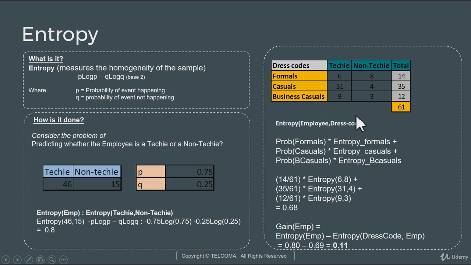Now the same process can be leveraged. So let's say you have 5 different variables in this entire exercise, I can calculate this information gain across all 5 independent variables against the dependent variable. The dependent variable over here is the employee, which will be techie or non-techie. And just like dress code, let's say you have another variable, such as gender or location or department. You can calculate the information gain across all of them and then look at which variable has the highest information gain. The attribute with the highest information gain is selected as the root node.